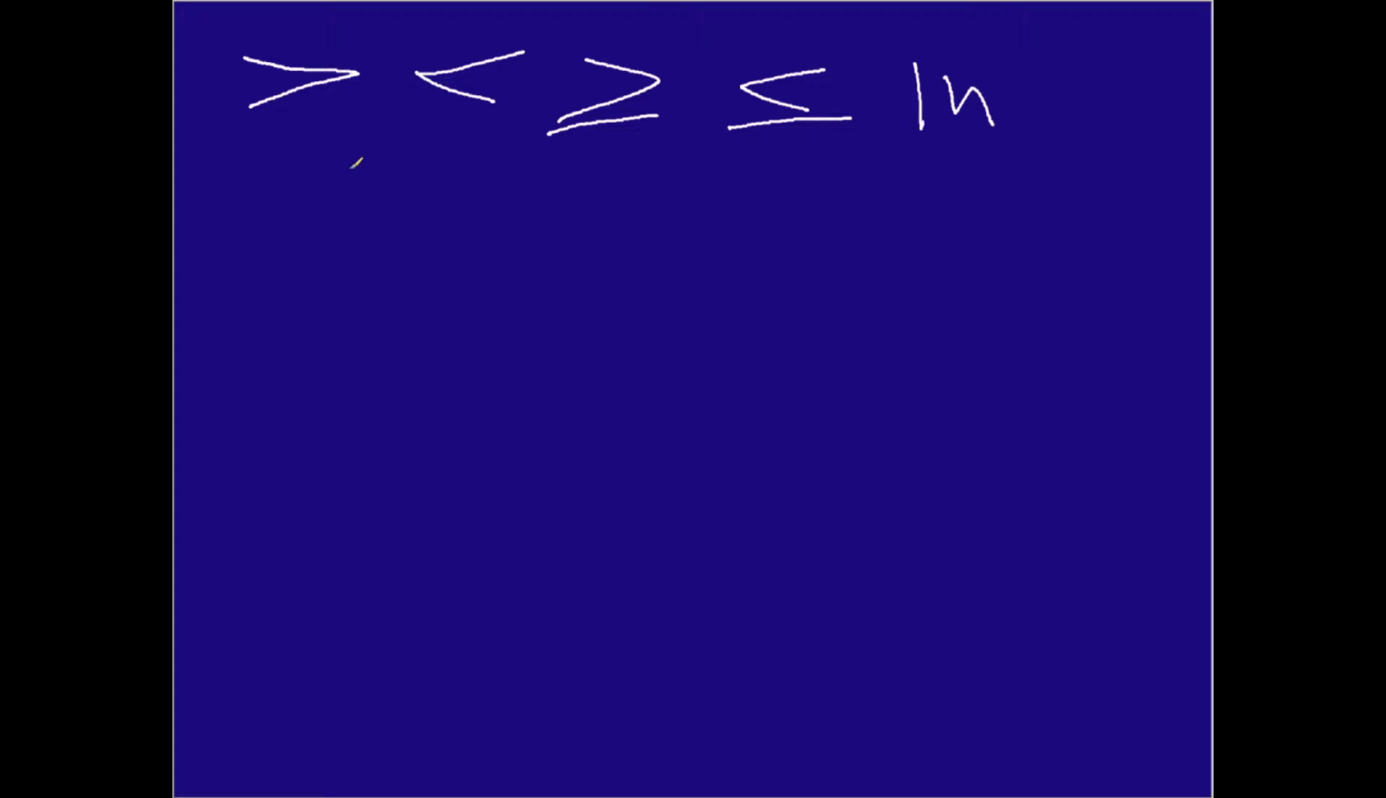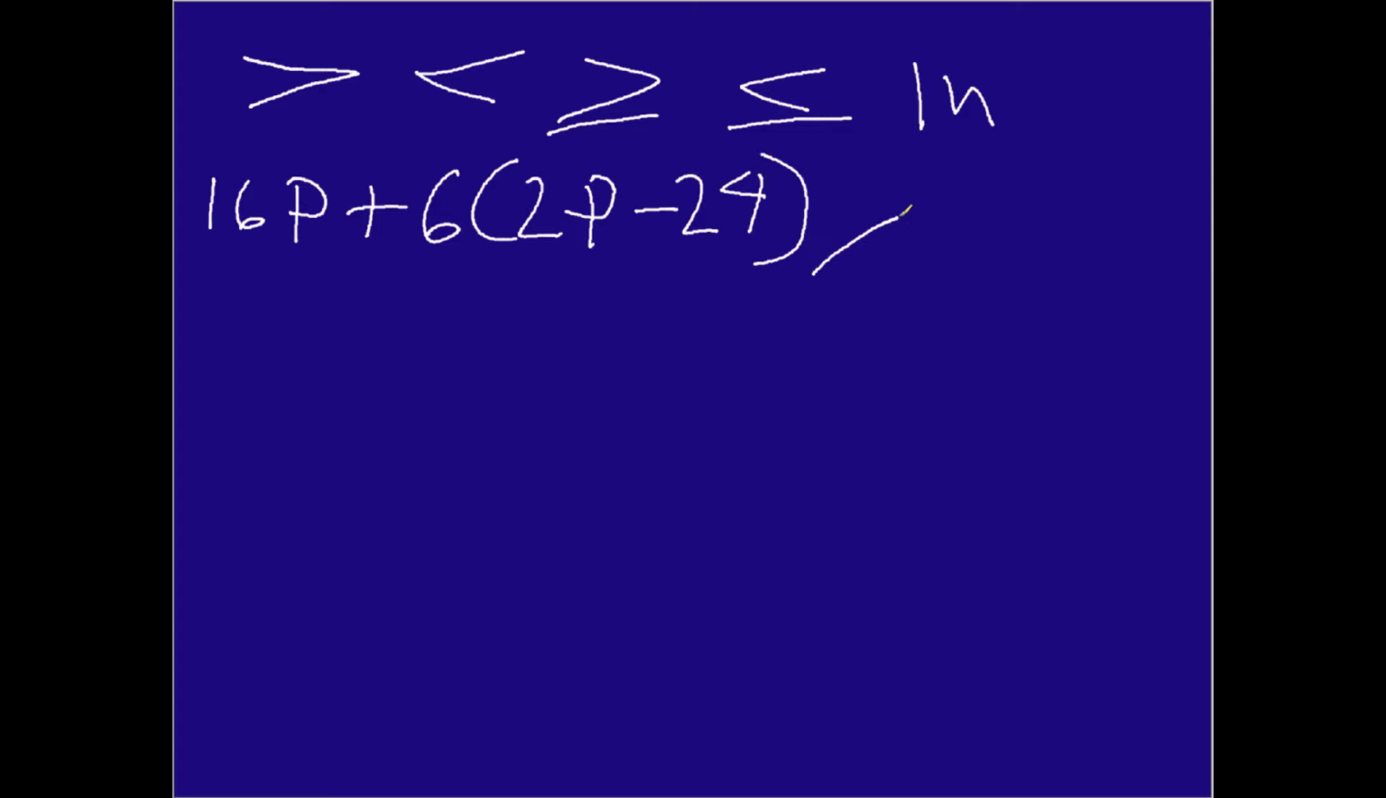So here's our first example. You have the equation here: 16p plus 6 times (2p minus 24), all that is greater than 14p minus 56. The steps for solving this are just like the steps for a regular equation. First, of course, you want to distribute our little friend here, the 6.